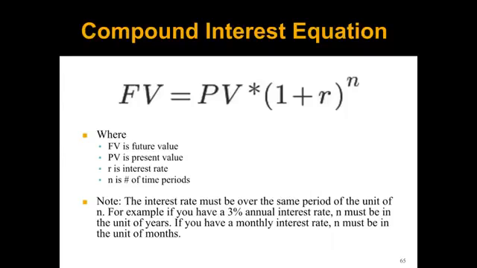The caveat with this equation is that both r and n have to be over the same time period. So if r is an annual interest rate, we need to make sure that n is the number of years. If r is a monthly interest rate, we need to make sure that n is the number of months. So make sure to keep that into account when doing your calculations.